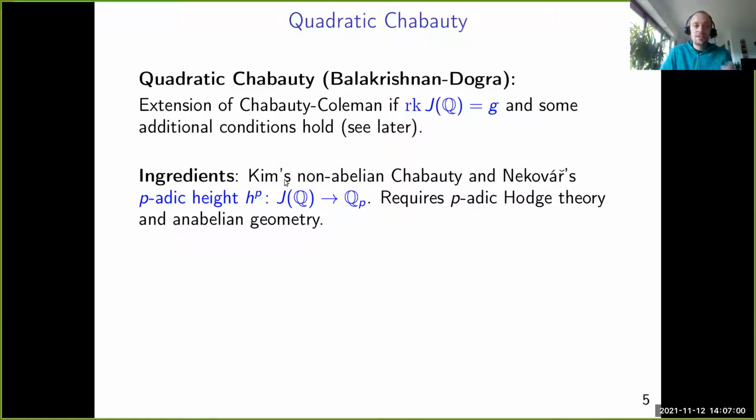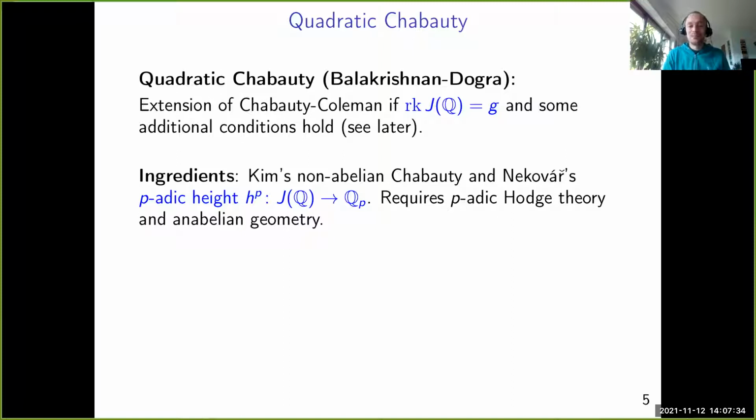And so the ingredients are that you combine the non-abelian Chabauty method of Kim together with Nekovar's work on P-adic height functions. So in the end, the rough idea is that non-abelian Chabauty tells you that in this situation we're considering here, there should be some quadratic relations between certain P-adic integrals, and the P-adic height is a quadratic form, so that somehow realizes these quadratic relations in a way that leads to actual explicit methods.